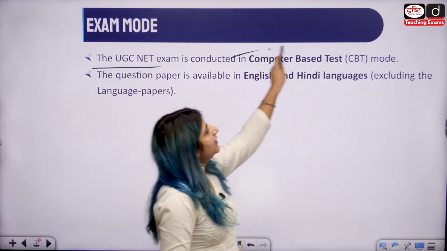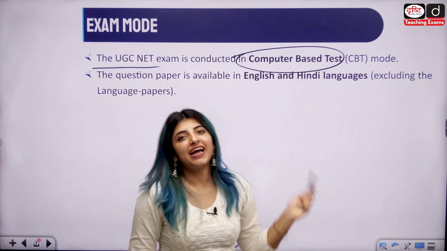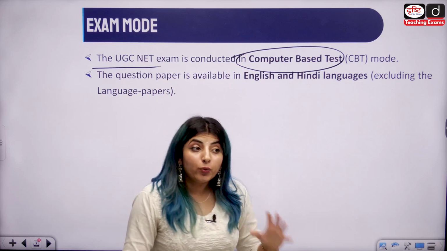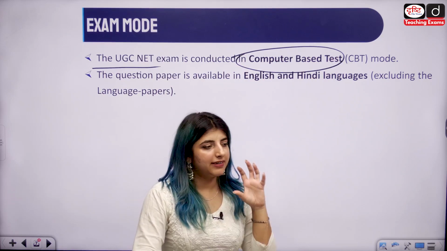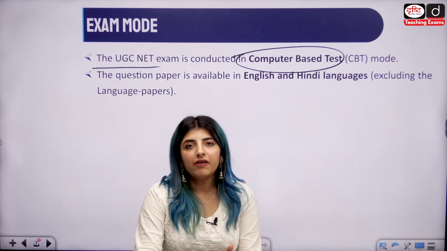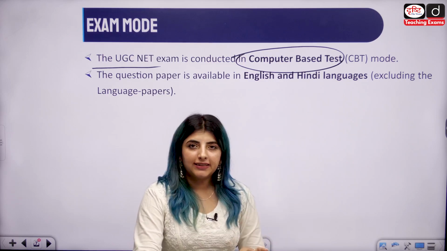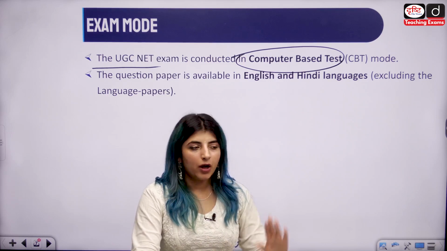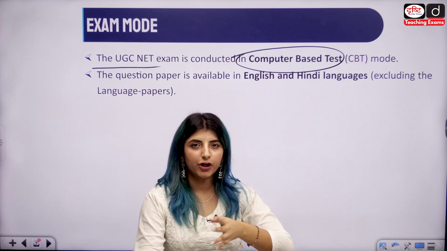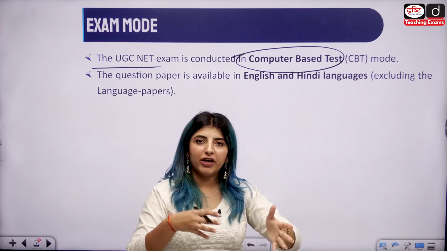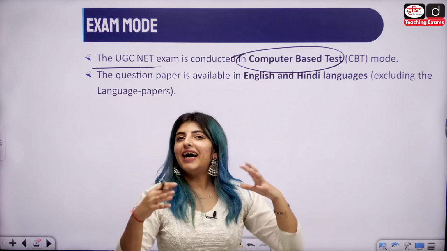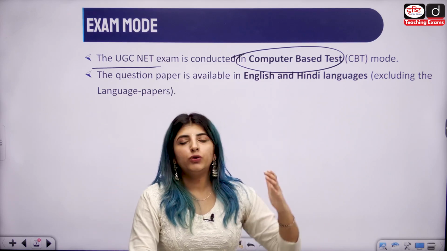It happens in the CBT mode, which stands for computer-based test, which means that whenever you go to the examination center after the centers are allotted to you, you will have a particular computer system assigned to you, where you will have a screen in front of you with 150 questions. You can scroll those questions, you can move forward from paper 1 and then directly jump to paper 2. That's up to you, how you want to go about it.